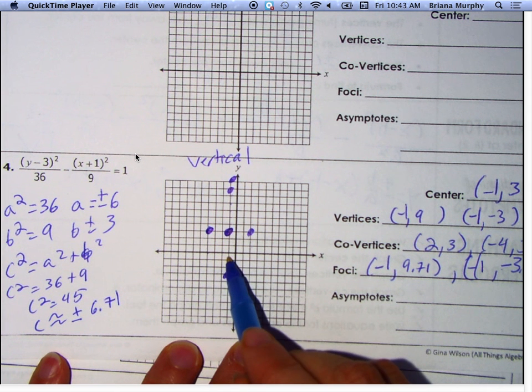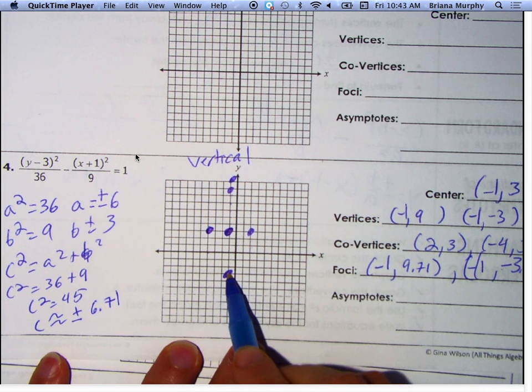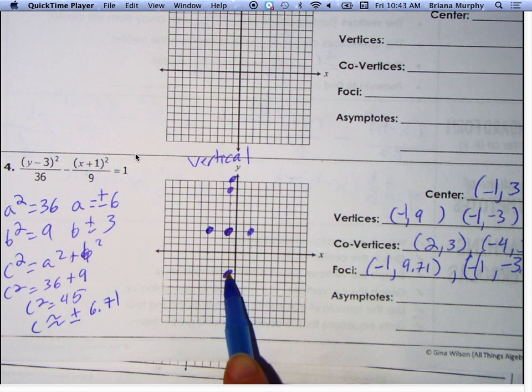How did you get 2 for the co-vertices? How did I get 2? Negative 1 plus 3 is 2. Negative 3 plus negative 1 is negative 4. Oh, positive 3 plus negative 1 is 2.